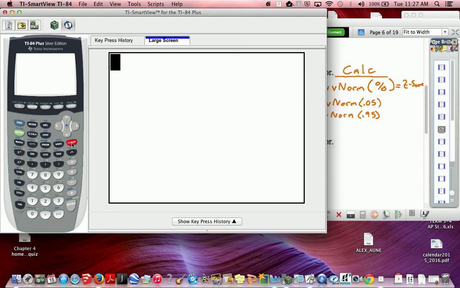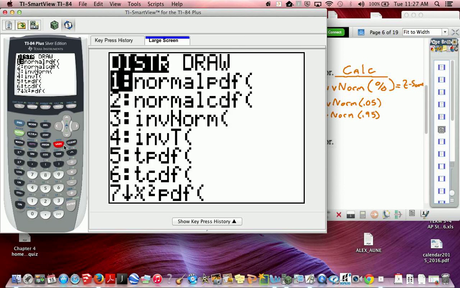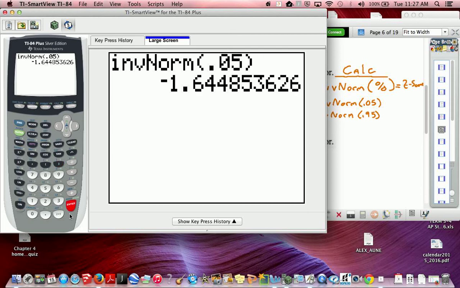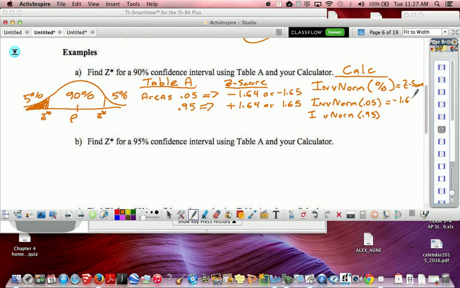So, inverse norm, second vars, number 3. So this is going back to chapter 2 stuff. Inverse norm, 0.05. If I hit enter, look at that, negative 1.64. Heck, if I rounded it to 3 decimals, 5. So we would get negative 1.64.